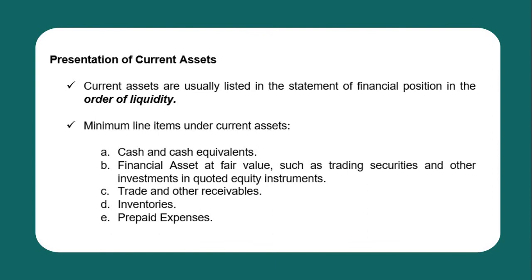Inventories. So, this is the minimum line item of all types of inventories. That could be merchandise inventory, finished goods inventory, work in process inventory, or the raw materials inventory. And last but not the least, prepaid expenses. So, there are so many kinds of prepaid expenses. Dili na siya pwede isa-isahon in the statement of financial position. Rather, it will be lumped into one minimum line item, and that is prepaid expenses.